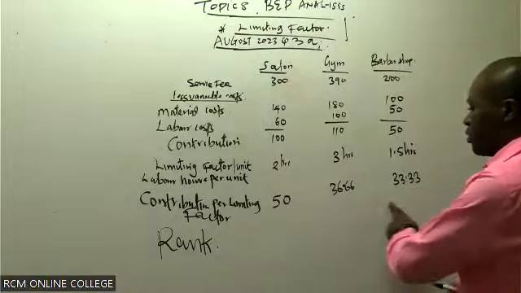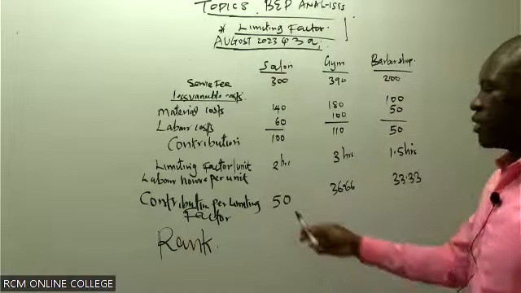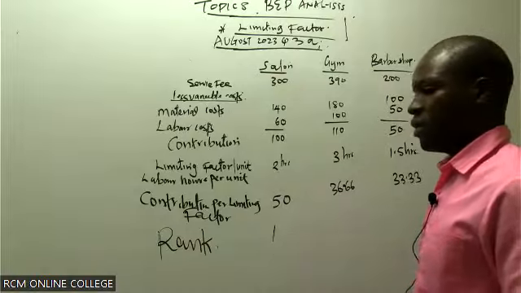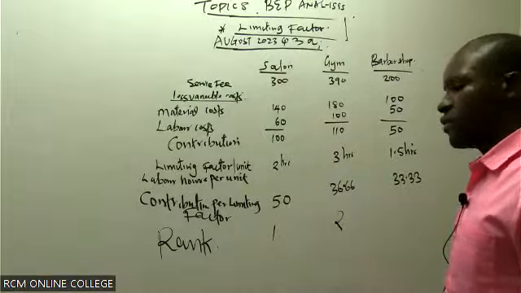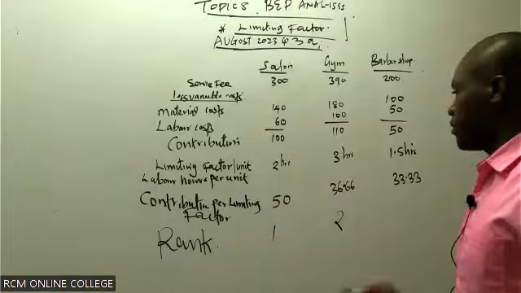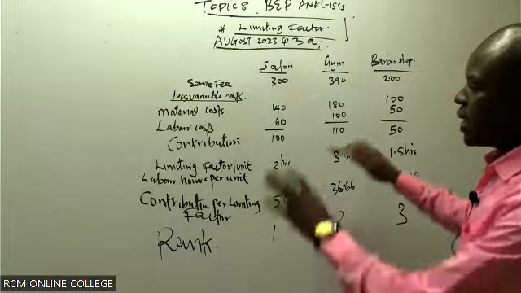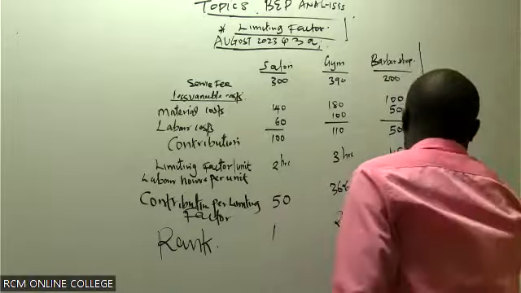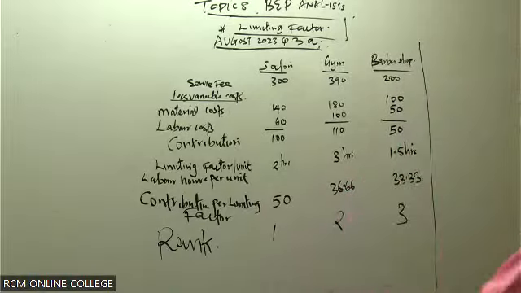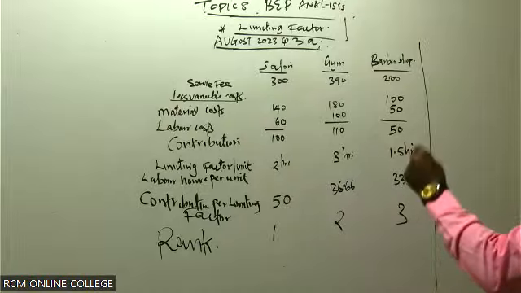The higher the value, the better for the company. So which one will be number 1? This one here, is it? Then number 2, this one here. Then number 3, the last one here. That's how we do it all through. Now, having done that, I've known number 1, number 2, number 3.